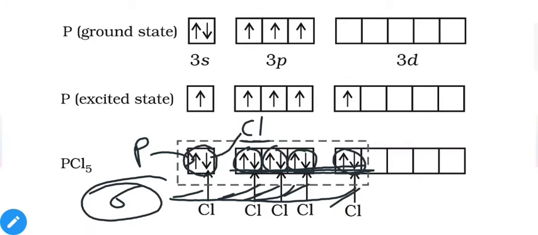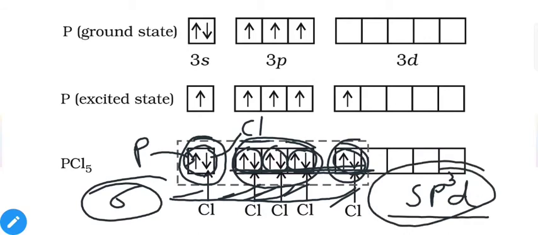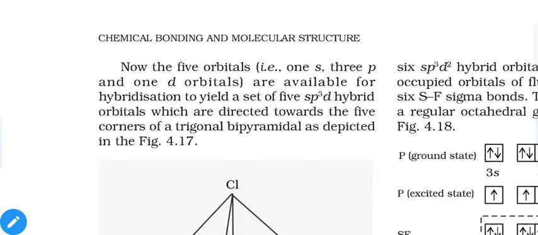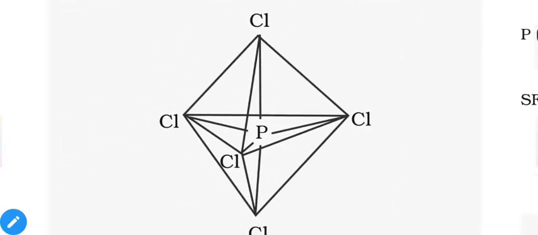So hybridization involves 1 s orbital, 3 p orbitals and 1 d orbital. So the hybridization will be sp3d, and as we can see, we have a total of 5 orbitals, and the shape of this molecule will be trigonal bipyramidal. The same description is mentioned here, and the shape of the molecule is shown in this image.